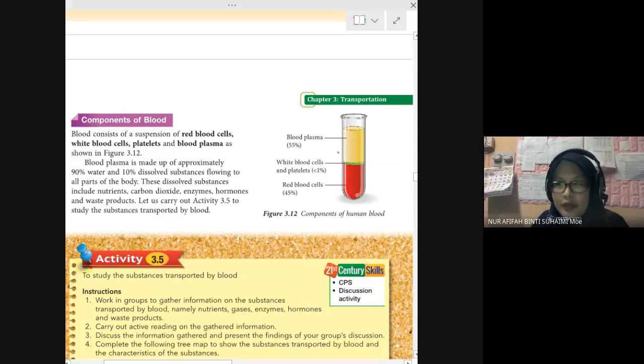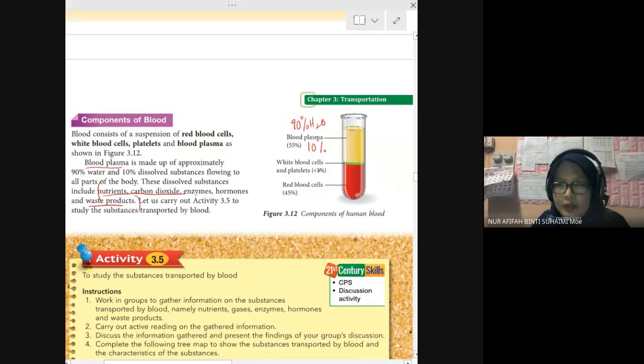Okay, the blood plasma. Blood plasma is a solution that consists of nutrients, carbon dioxide, enzymes, hormones, and waste products. Blood plasma consists of 90% water and 10% dissolved substances. 90% H2O, water, and 10% is other dissolved substances such as hormones, nutrients, carbon dioxide, and enzymes.